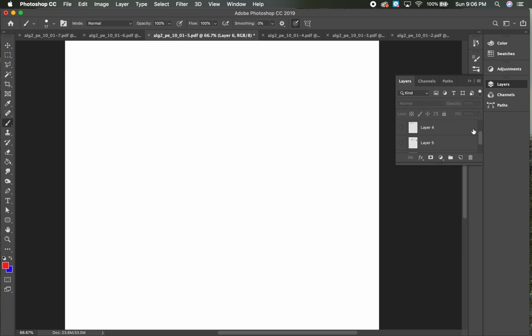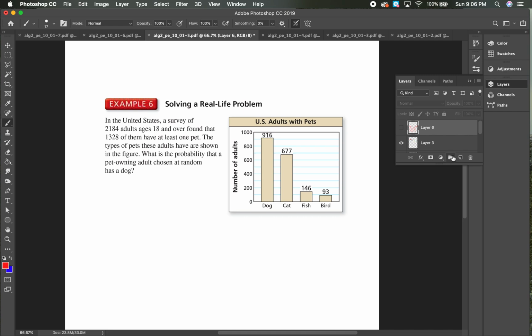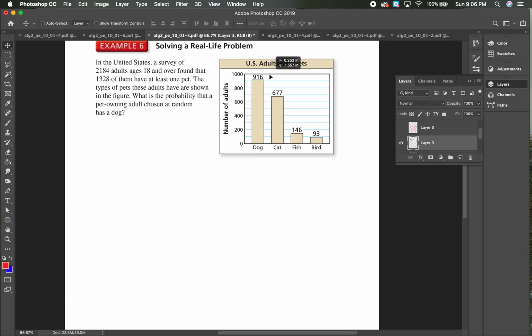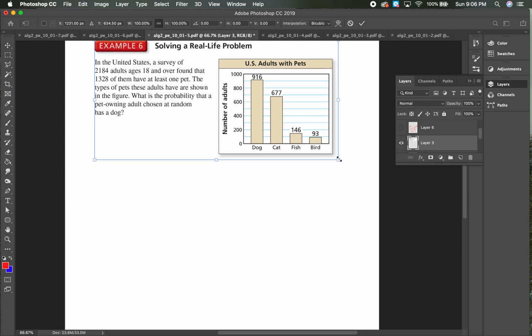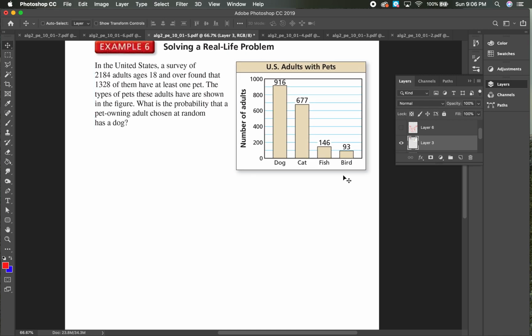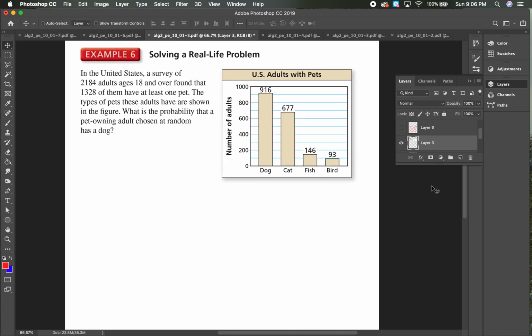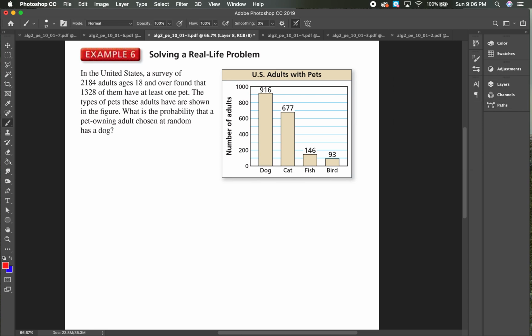But we also have this one, and this is kind of more like what we'd see if we were looking at probability in the real world, where we've got some data and we're just going to relate the data. Okay, so in the United States, a survey of 2,184 adults ages 18 and over found that 1,328 of them had at least one pet. The types of pets these adults have are shown in the figure. So right here.